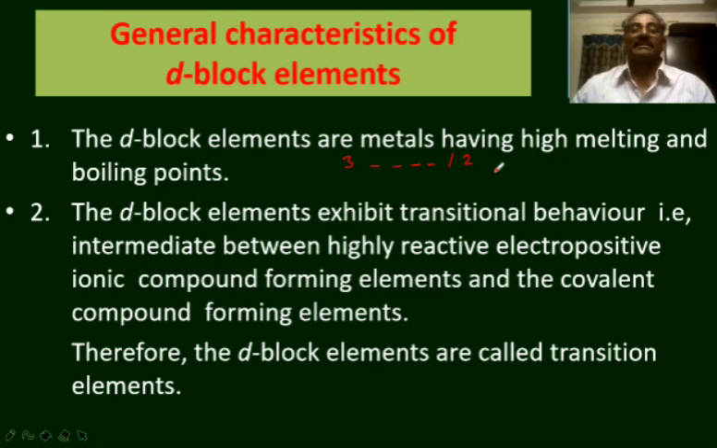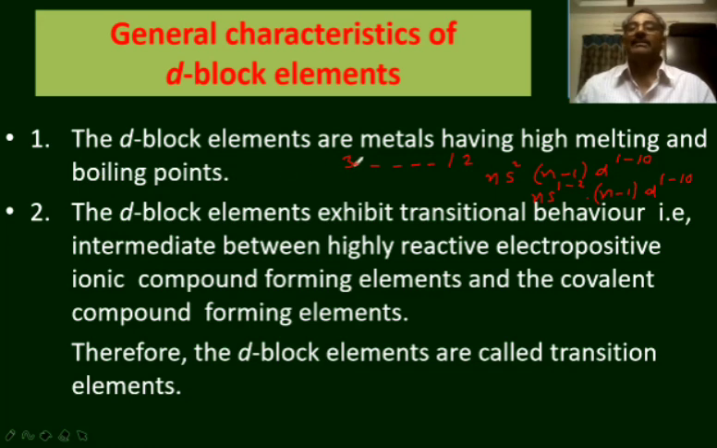So the general electronic configuration of d block elements is ns2 (n-1)d1 to 10, but rarely at some places, in order to give extra stability, the electronic configuration deviates from this usual configuration. So we can write the general electronic configuration as ns1 to 2, that is 1 or 2, (n-1)d1 to 10 is the general electronic configuration of d block elements.